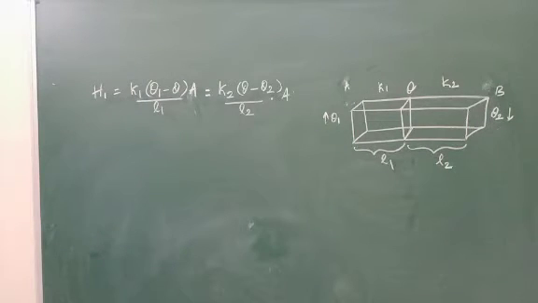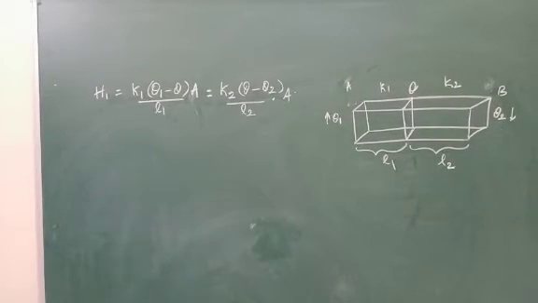Why is it so? Because heat is flowing from the point A to B. So the same amount of heat is flowing from A to B. So Q by T is the same for both the conducting slabs. So we can say that H1 is equal to K1 A into theta 1 minus theta divided by L1, which is equal to K2 A into theta minus theta 2 divided by L2.